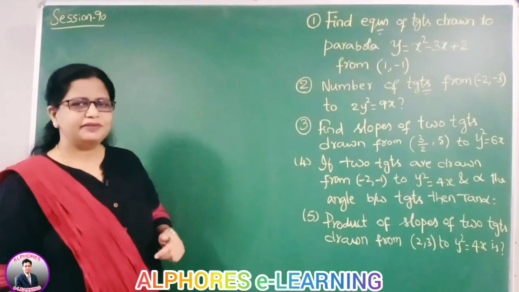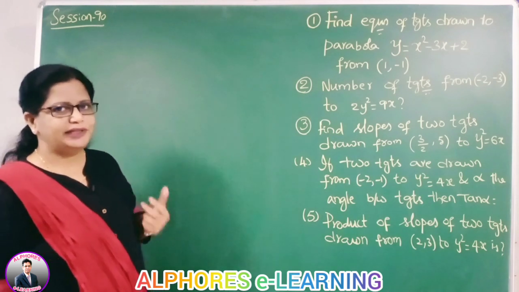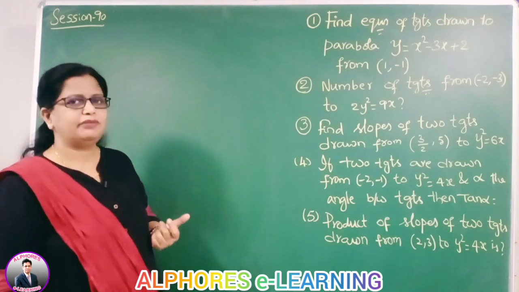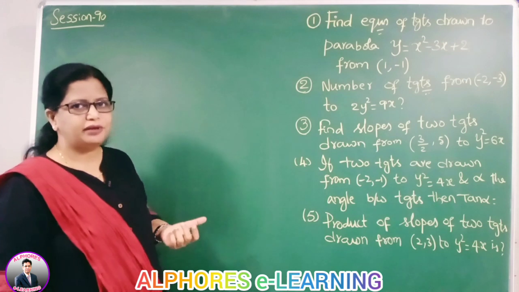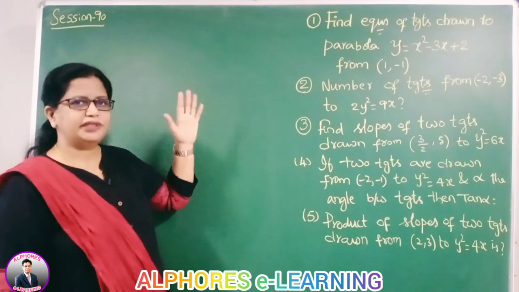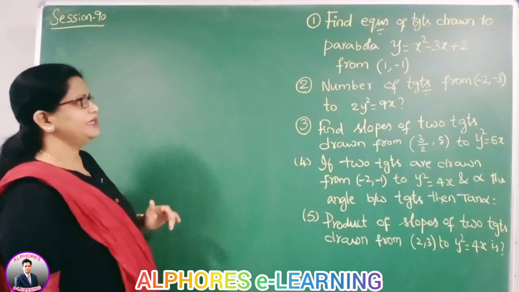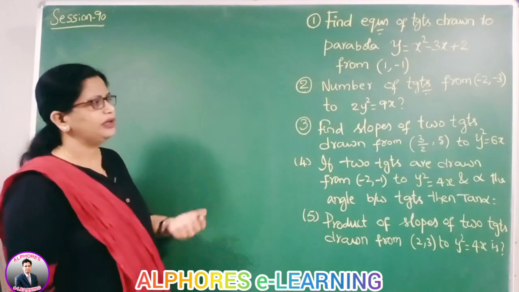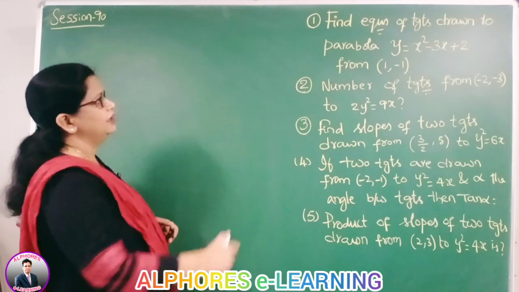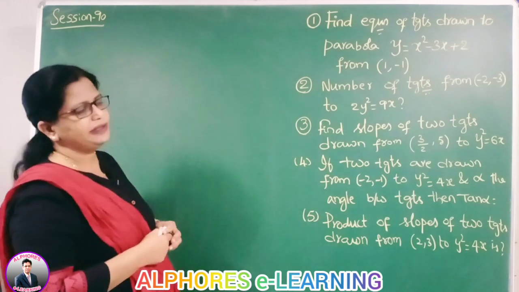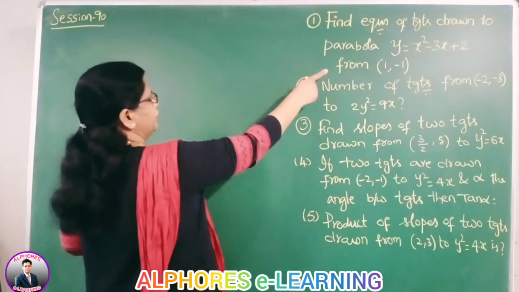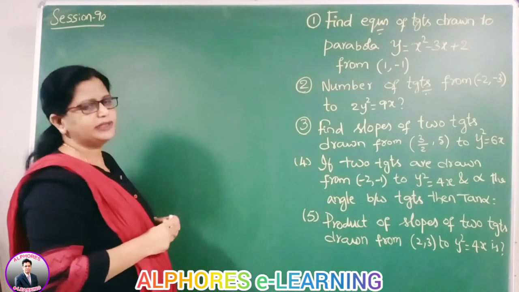In the previous session, we discussed two tangents. That means two tangents can be drawn from a point outside a parabola, y square is 4ax, or any kind of parabola we have observed. Now let us observe some problems on how to solve from numerical values. This is: find the equations of tangents drawn to a parabola from the point 1 comma minus 1.